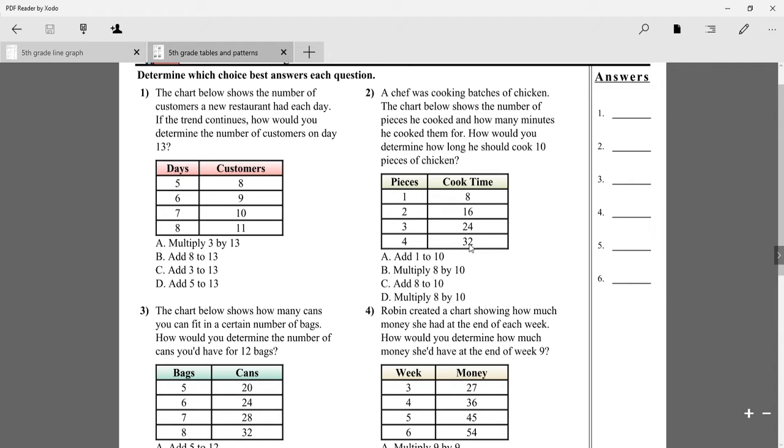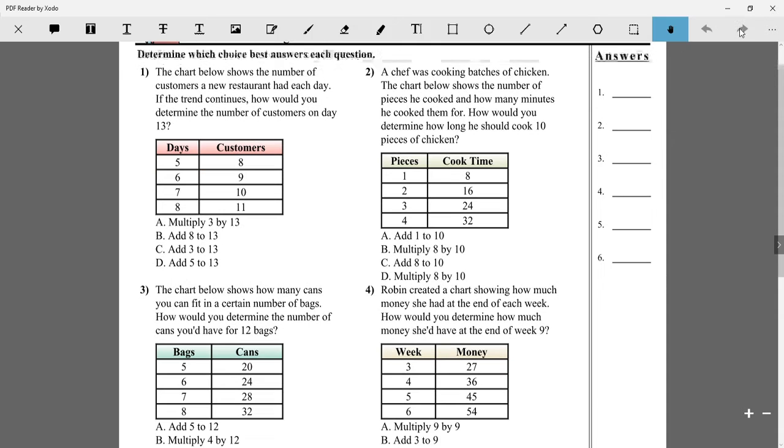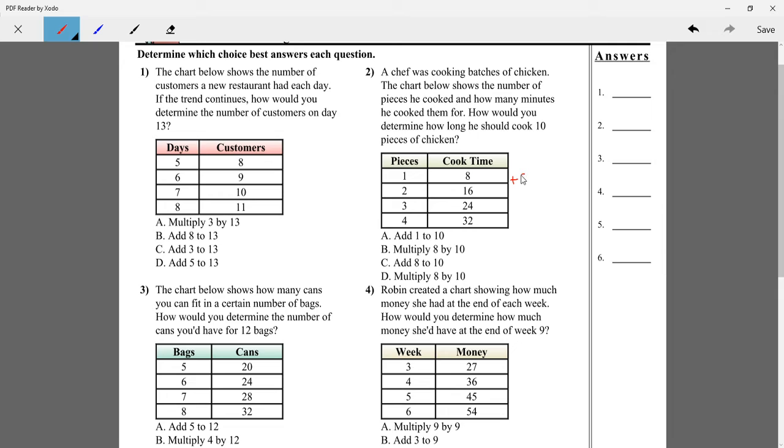So a good way to figure out the pattern, if it's not evident right away, is to say, all right, 1 piece is 8. Then to get from 8 to 16, I know that that is plus 8. And then 16 to 24 is plus 8. And then 8 to 16 is plus 8.